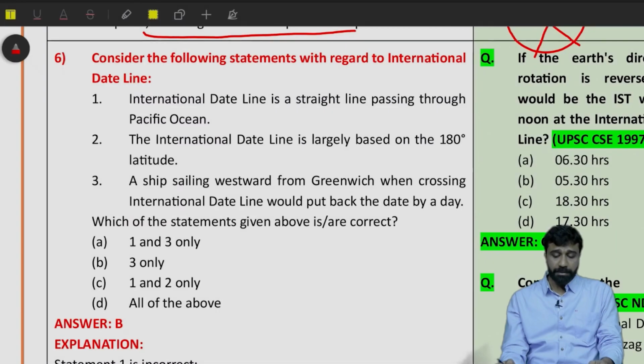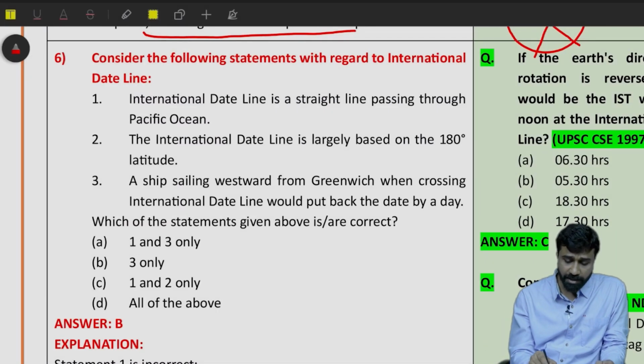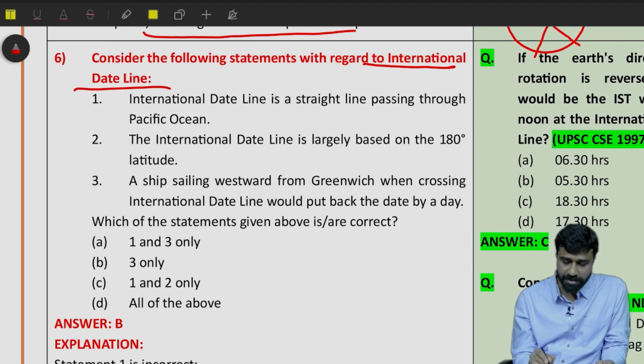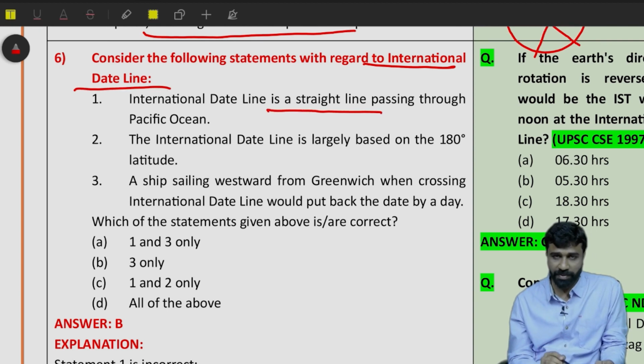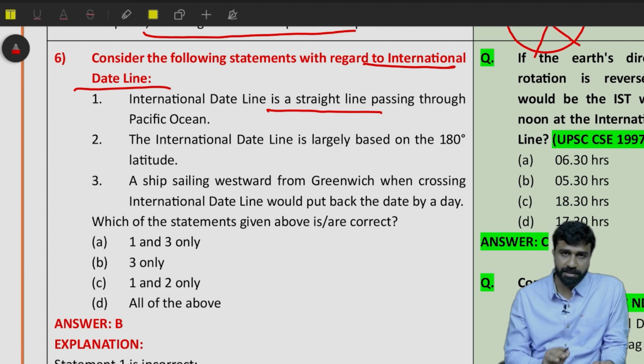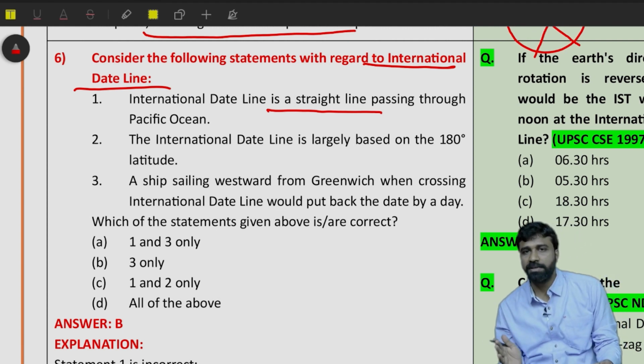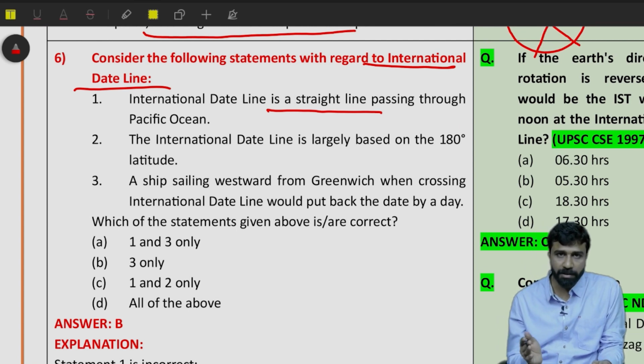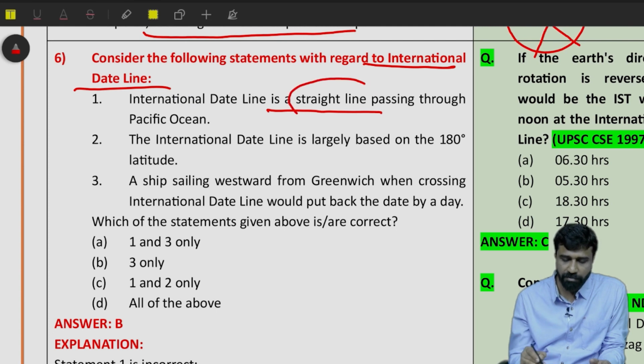Next, coming to the 6th question regarding the international dateline. The international dateline is not a straight line; it should be zigzag. It should not go through a particular landmass. Otherwise, it is very difficult to determine a particular date for that landmass, because one side of the landmass may have a different date compared to the other side. So it should be completely zigzag to avoid the landmass, and there should not be any kind of straight line drawn to determine the international dateline.